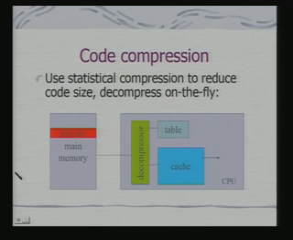The other approach which is also used is called code compression. Use statistical compression to reduce code size and decompress codes on the fly. That means if this is my instruction, this is a coded form of instruction. This instruction from main memory is passed on to the CPU, and the CPU itself can have a decompressor. After decompression you get the actual instruction which is in the cache.